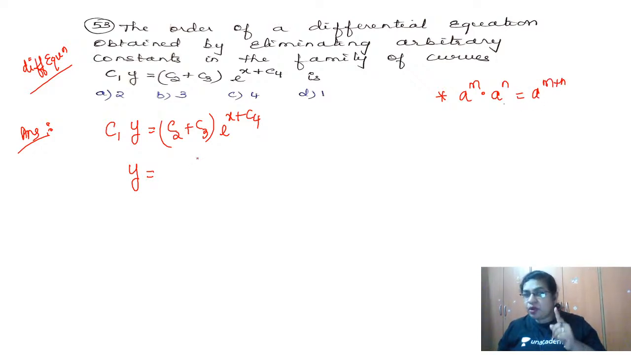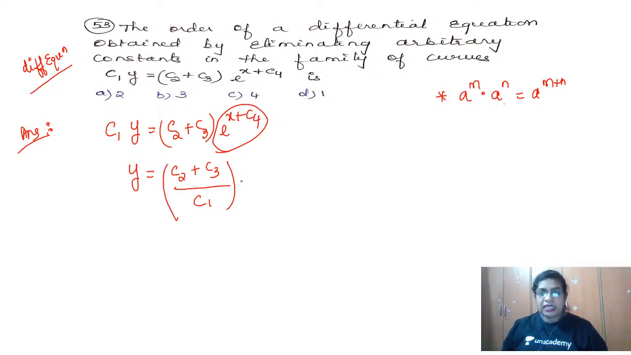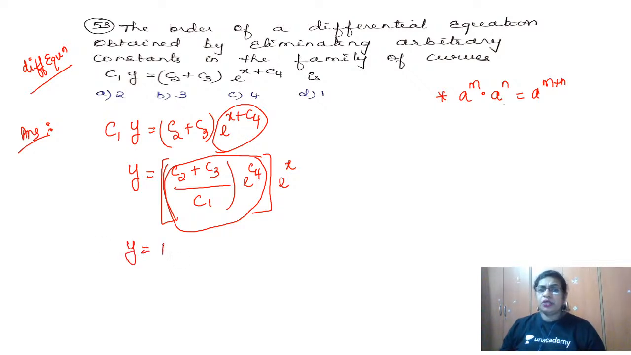So a power m plus n. Now look at this term, e power (x plus C4). Can I write that as e power x into e power C4, where e power C4 is a constant? So all the constants I'm grouping together. Look how I'm doing it. So here it is (C2 plus C3), divided by C1, into e to the power C4, all the constants together, into e power x. Now this entire bracket is a bracket of constants. So can't I write this as y is equal to a into e power x, with the full constant as one constant?